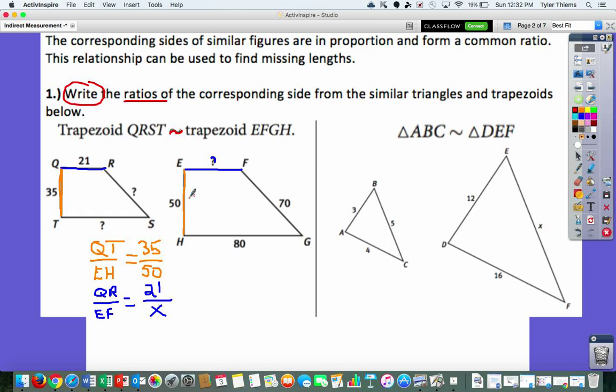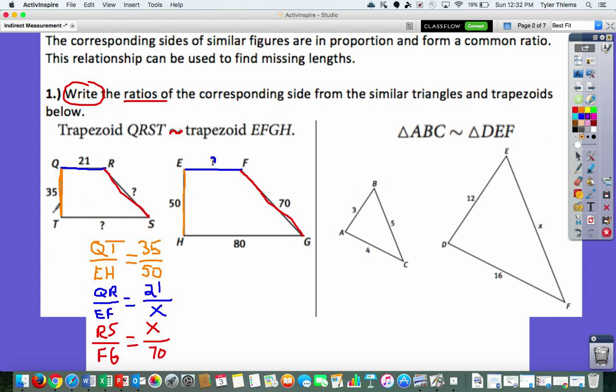Then we have RS. This trapezoid here corresponds to the larger trapezoid over there. So this one is RS over FG. We don't know what RS is, so we'll put that one as X this time, but we know that the larger trapezoid has a side length of 70.